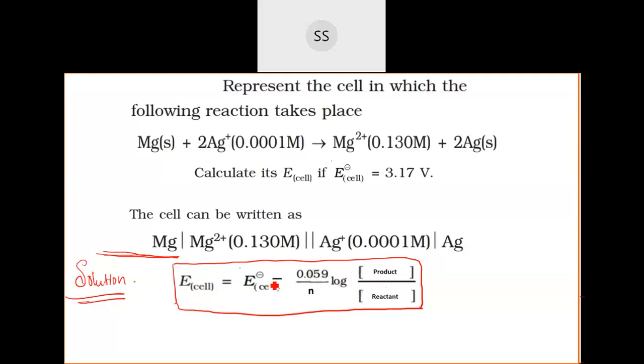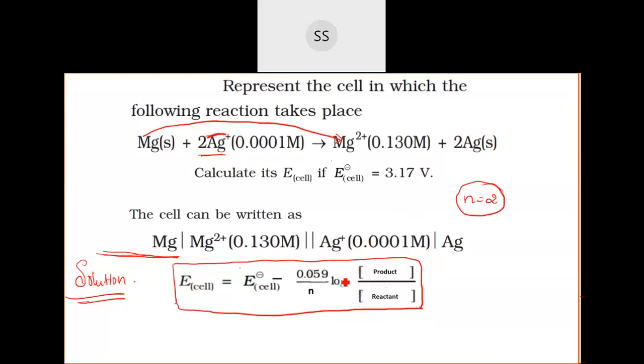Okay. Can you tell me what is the n value here? Everybody? What is the n value? Yes, very good. N value is 2. See from here, magnesium to Mg2+, see the oxidized one. That means they have lost 2 electrons. And those 2 lost electrons are taken by 2 silver ions. So here you see the coefficient 2 is there. So 2 into 1 is 2. That is how you identify. So n value is 2.